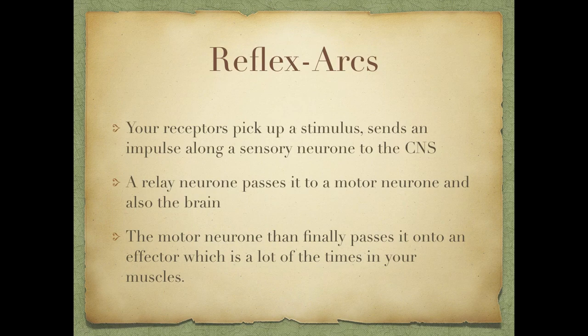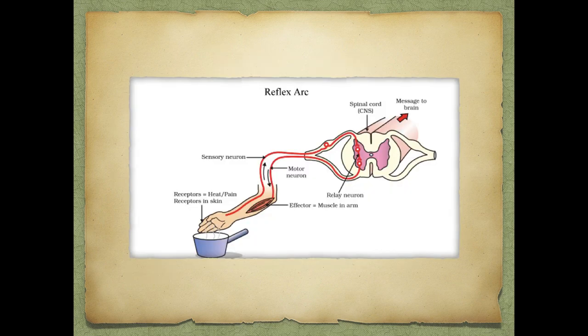Now I'm going to talk about reflex arcs. Reflex arcs are basically actions that you don't need to think about. So it happens when your receptors pick up a stimulus, sends an impulse along a sensory neuron to the CNS, and then a relay neuron passes it to a motor neuron and also the brain. The motor neuron then finally passes it onto an effector, which is a lot of times your muscles, as I explained earlier.